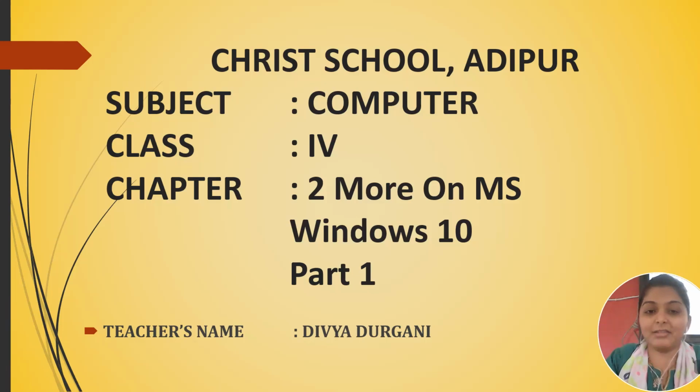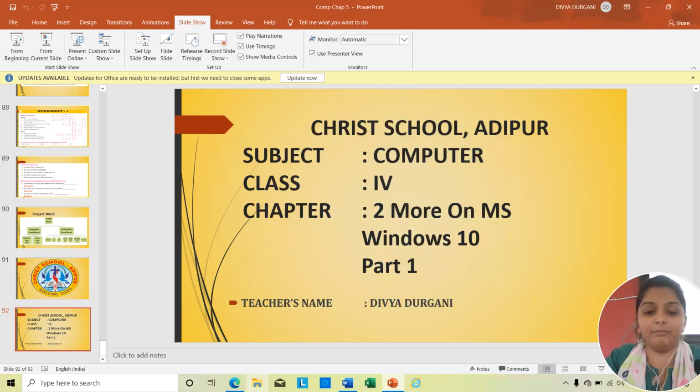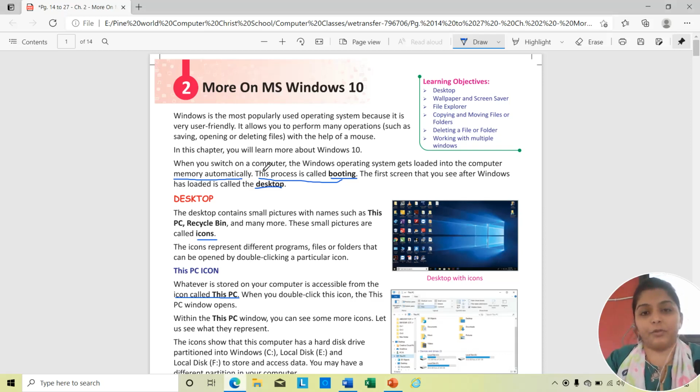Today, let us start a new chapter, that is the second chapter, more on MS Windows 10. Dear children, you already know something about MS Windows. Okay, let us recall that first. Now, first of all, MS Windows is an operating system and it is a very popular operating system. You know why? Yes, because it is user friendly. कोई भी हम easily उसको use कर सकते हैं. Okay, now first of all, you will learn more about MS Windows 10 in this chapter.